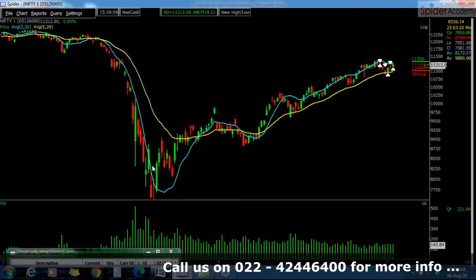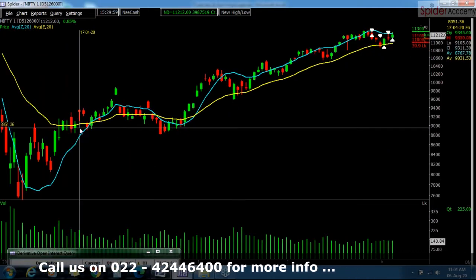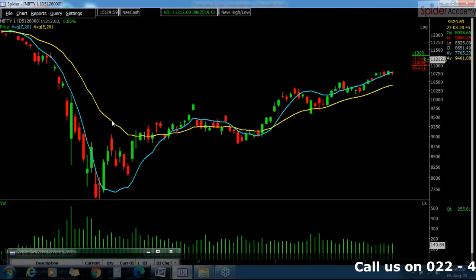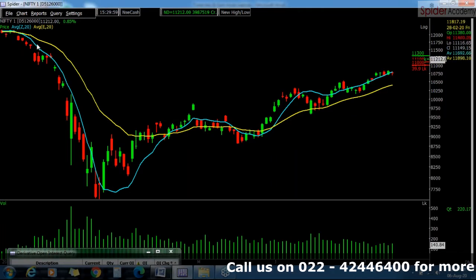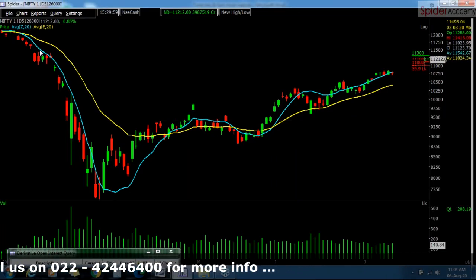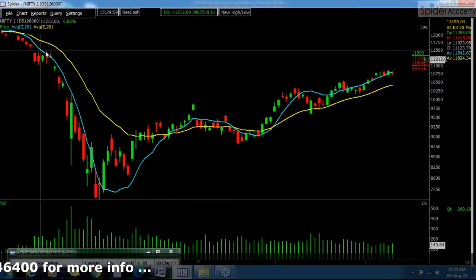So as we can see, this yellow line is an exponential 20 moving average. Right now we are on the daily time frame, so it is showing according to the daily time frame. As you can see, the zero lag moving average is eliminating the unwanted lag from the price and it is much closer to the price.